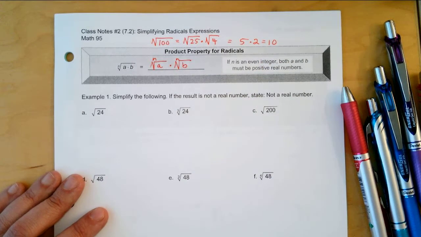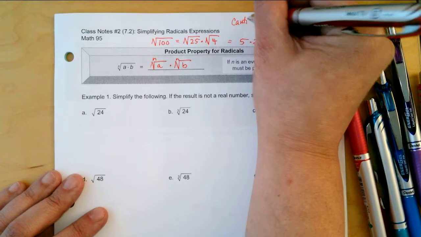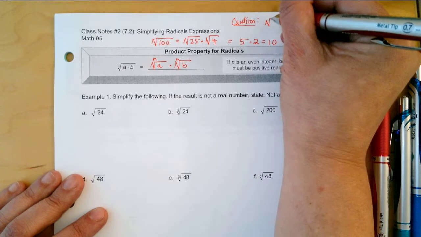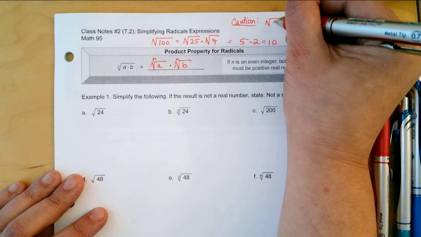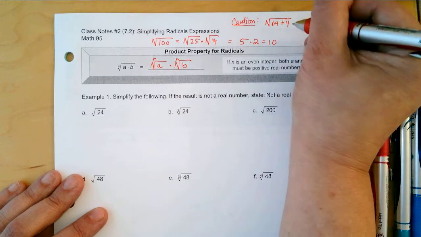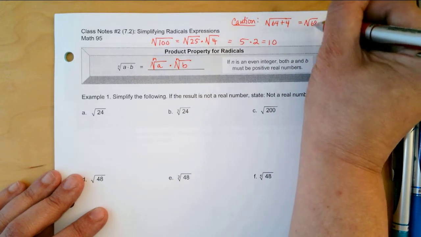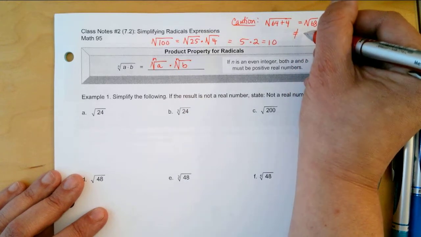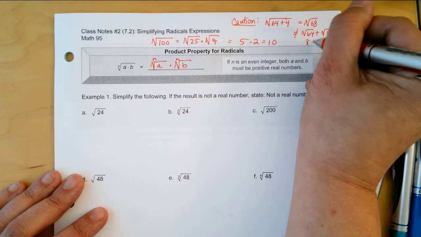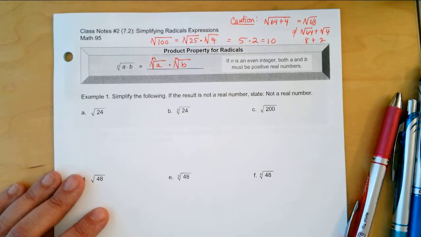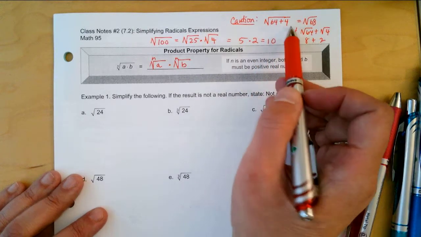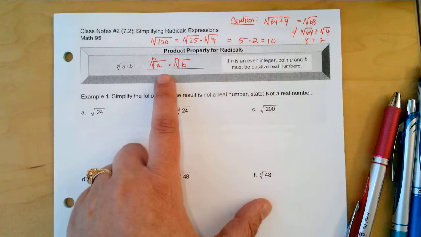But this does not work. Caution: this does not work for subtraction or addition. If I say the square root of, let's say, 64 plus 4, that would be the square root of 68, but that's not the same thing as the square root of 64 plus the square root of 4, right? Because that would be 8 plus 2, and 8 plus 2 is 10. I didn't get the square root of 100 there. So we can't separate with addition and subtraction, only with multiplication and division.